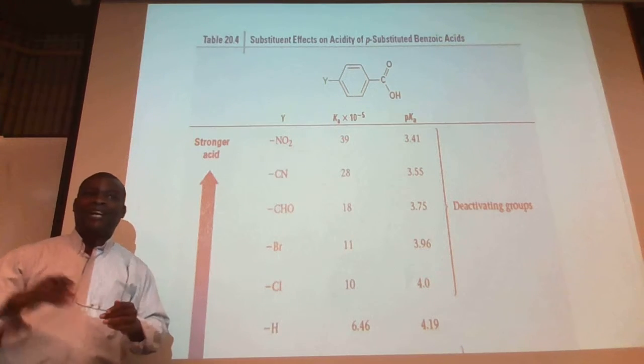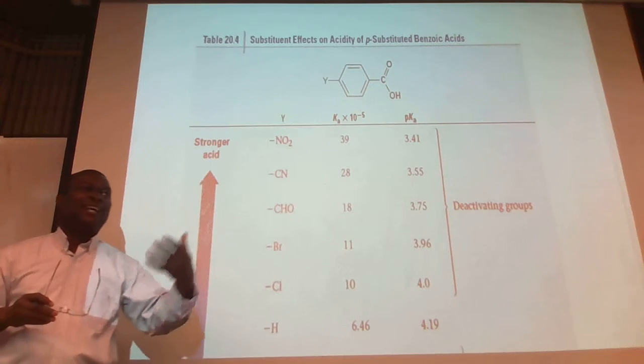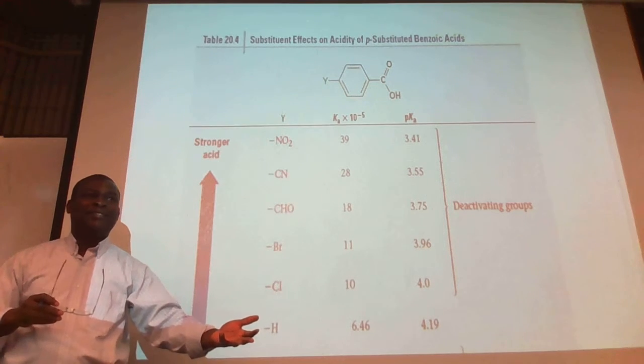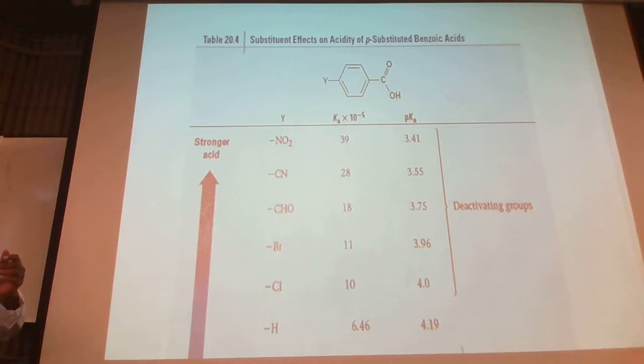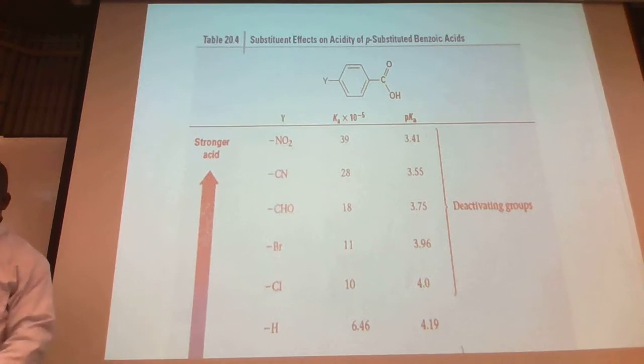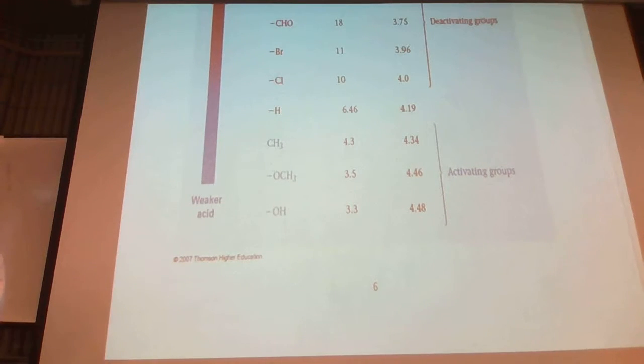But if your ring is reacting with a nucleophile, which is electron rich already, it needs a center that's electron deficient. Okay? So you should go review that too. Chapter 16. Okay? Alright, so there are deactivators and activators. These are activators. Alright?